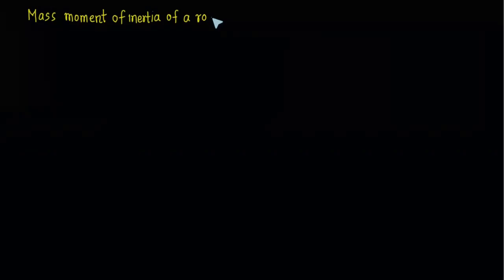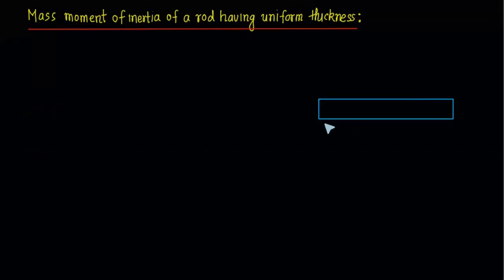Friends, here we would like to find the expression of mass moment of inertia of a rod having uniform thickness. So this is a rod, friends, and it is having uniform thickness. That thickness is not important over here, so I have not shown it in this particular picture. What is important is the length of the rod.